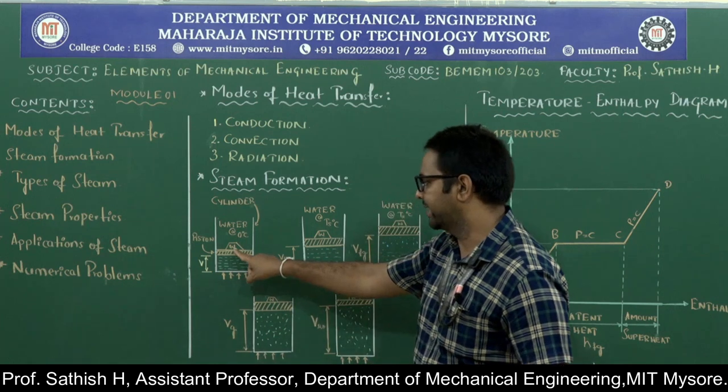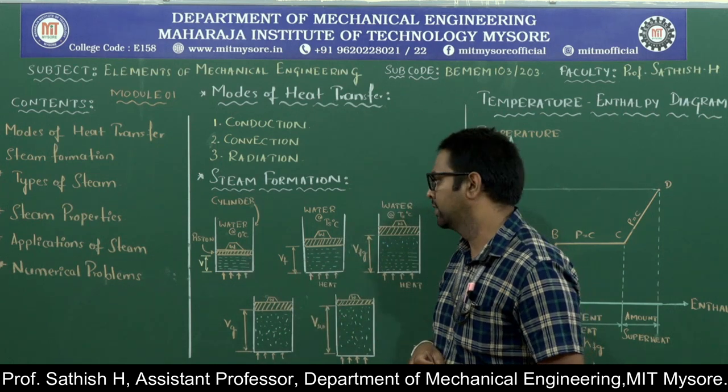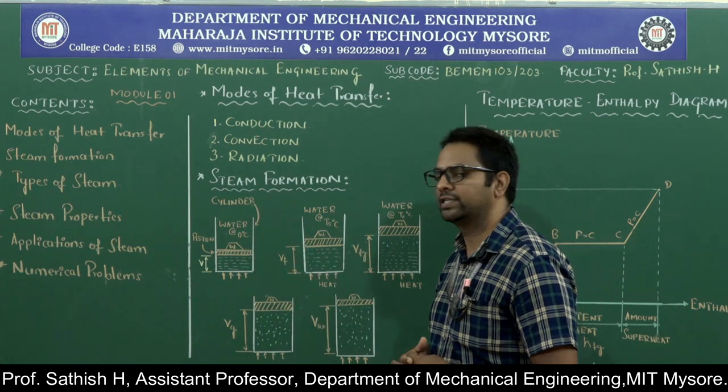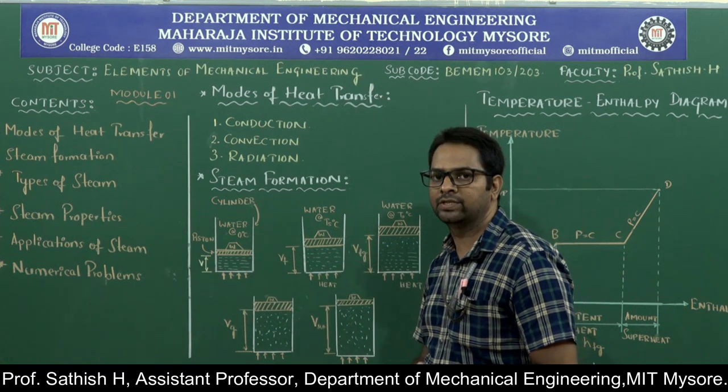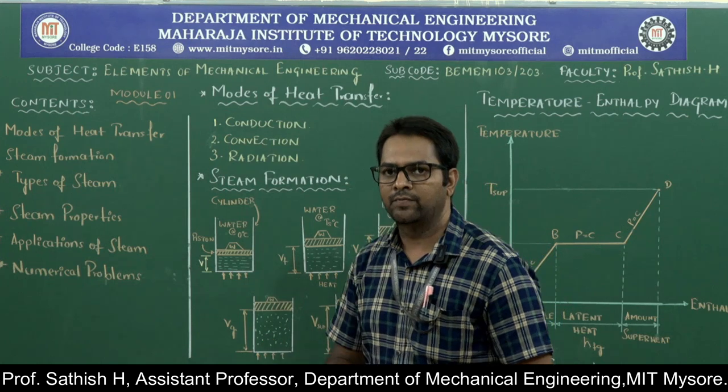You can see this in the sketch. W is the weight of the water. The water is at 0 degree centigrade, and the volume is V. So this is what we have taken.